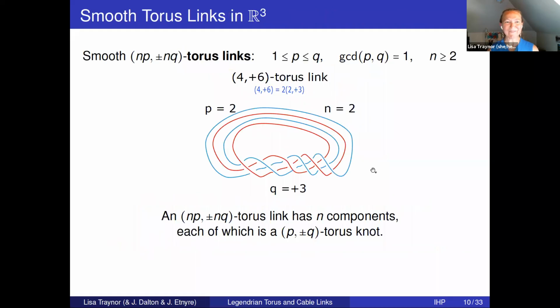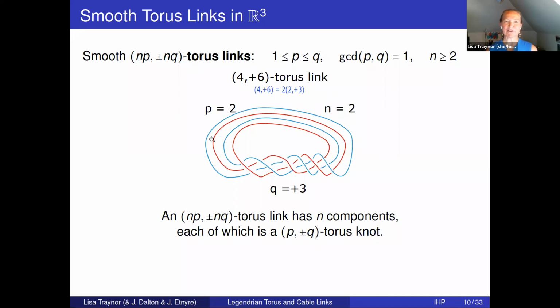Okay, so now moving on to torus links. So a torus link, well, let's start with an example. For example, if I looked at a 4,6 torus link, I'll tend to pull out the greatest common divisor of 2, because that tells me that there's 2 components. Each of the components is a 2,3 torus knot. So the 4,6 has 2 components, each of which is a positive trefoil.